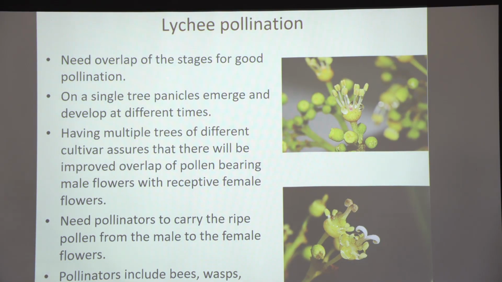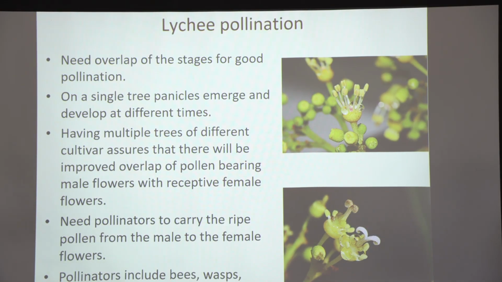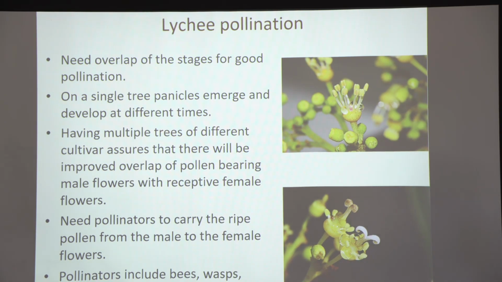Now, if you want to get cross-pollination, but on the same plant, the male and female on the same plant, you need overlap of the stages for good pollination. On a single tree, they develop at different times. So there's a problem there, isn't there, for cross-pollination? But you need multiple trees of different cultivars to maximise the chances of getting overlap of the male parts of one cultivar and the female parts of another cultivar.